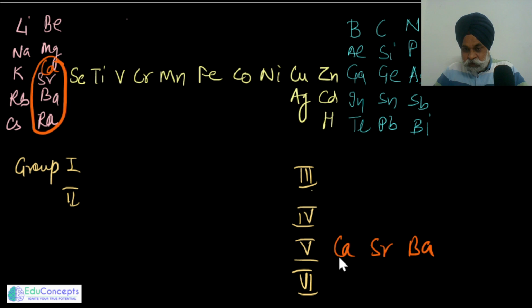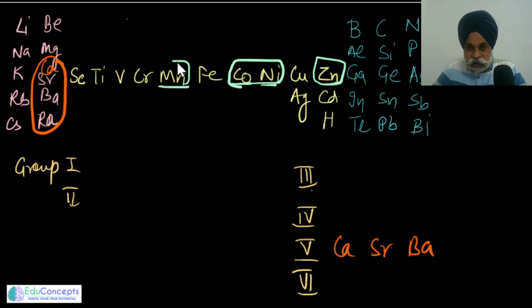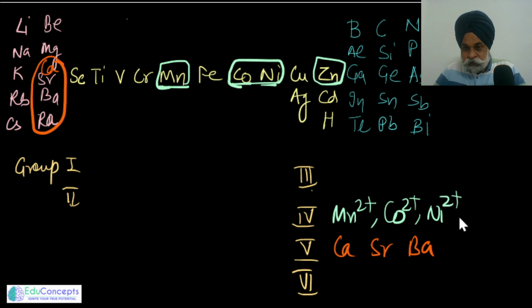Why am I doing so? So that you can feel how the teacher is helping you recall things in a systematic way. This would be more interesting and easy rather than going for mnemonics. Then the fourth group is a very interesting one, because in the fourth group you would see iron, cobalt, nickel, manganese, zinc. I have circled the four entities: manganese 2 positive, cobalt 2 positive, nickel 2 positive, zinc 2 positive. These would fall under the category of group 4.